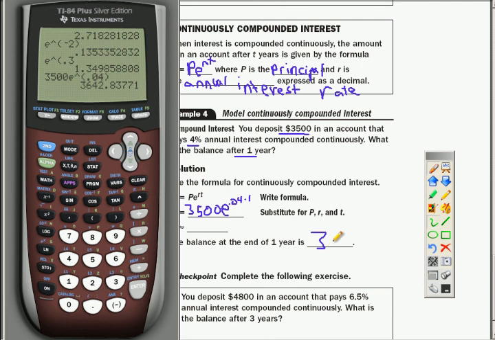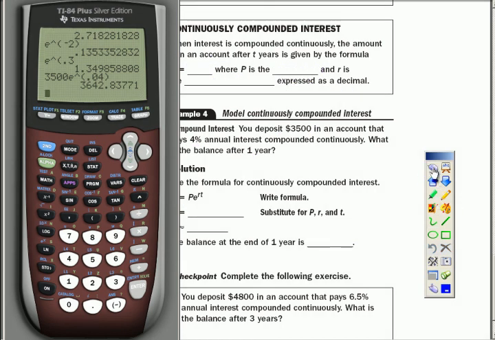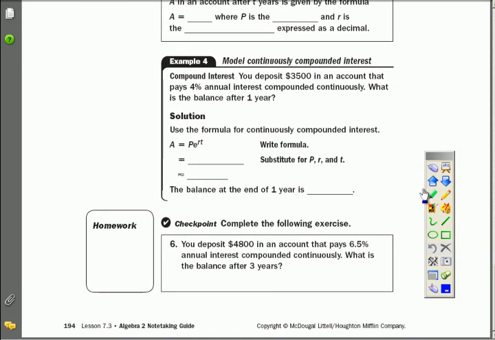So we'd have $3,642.83. Okay, you can do your own little experiment. Compare that if you had it compounded monthly and see what you get. It would certainly be less money than this. Not a ton less, but it'd be a little less than this. Go ahead and do that last checkpoint on your own, pausing the video right now.